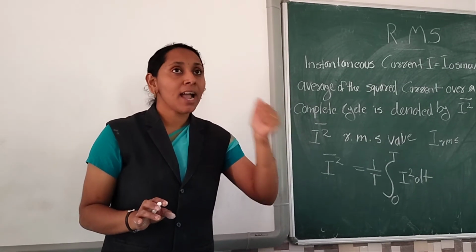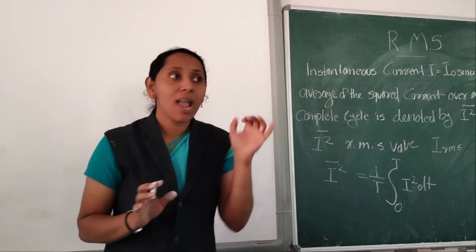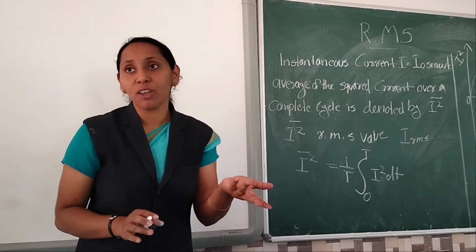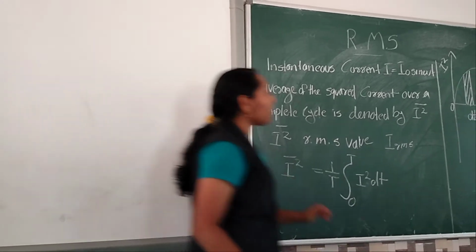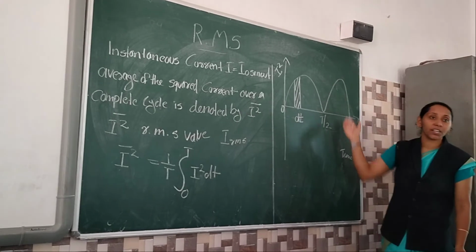I is the current, I naught is the peak value of current. You already know this much. I is the definition of current, I naught is the peak value of current. So I am just starting with my derivation for DC, because after the RMS effect, AC is converted into DC.